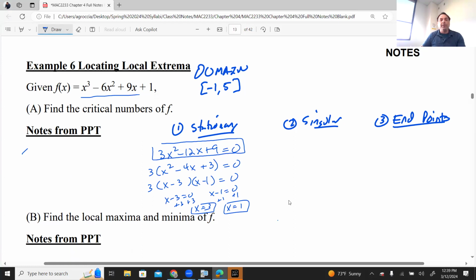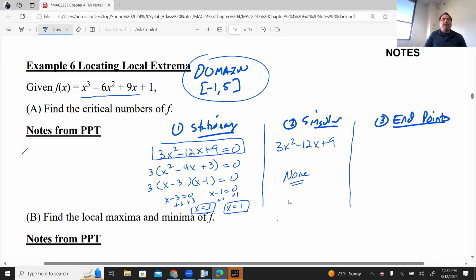Okay. Number 2, singular. If you look at the derivative, do we have any singular points, something that makes that undefined? None. Why? There's no dividing. There's no x in the denominator. There's no way this could ever be undefined. It's only when you're dividing and there's a variable in the denominator. So that's done. And then what about endpoints? For the first time, we're given a domain. So we have 2 endpoints, -1 and 5. So at this point, we have 4 possible extrema.